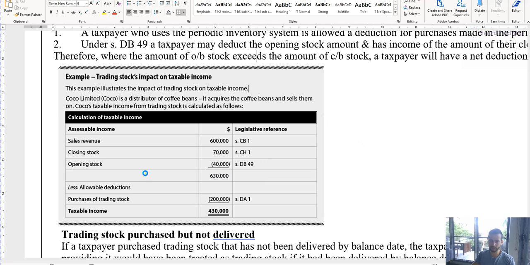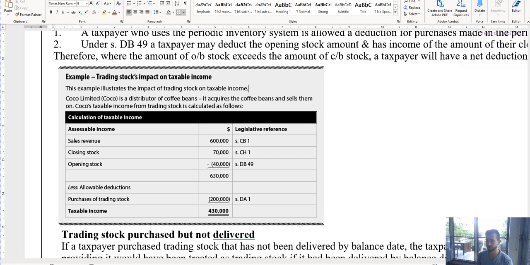Now you might be wondering, why do we do this? Well, the purchases is fairly self-explanatory. You pay the money, you get the stock, therefore you get a deduction for it. But what about the closing stock and the opening adjustment? Well, it's basically meant to reflect the fact that if your closing stock has changed from your opening stock, it indicates that you've used some of that stock throughout the year. And using some of that stock reflects an expense, doesn't it? That you need to take into account.